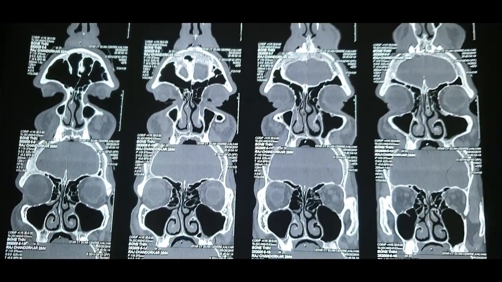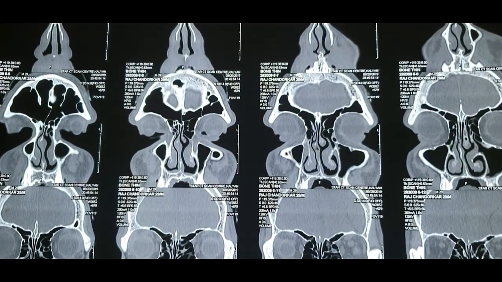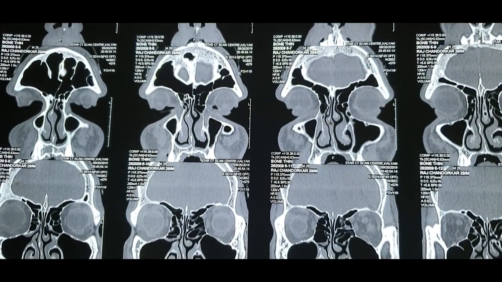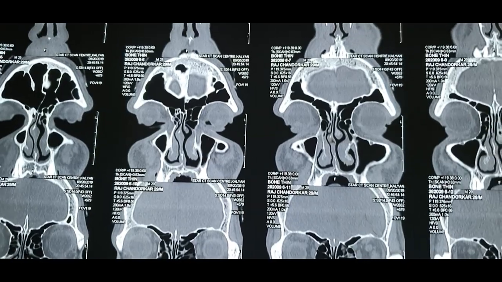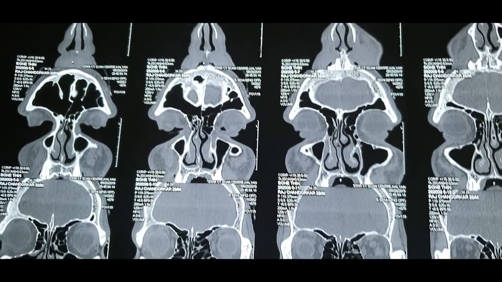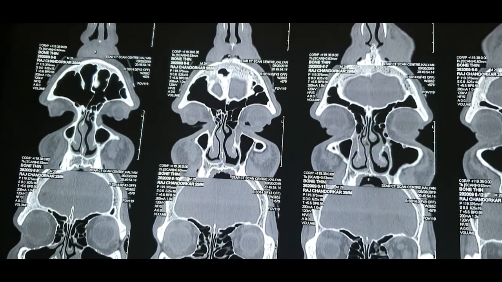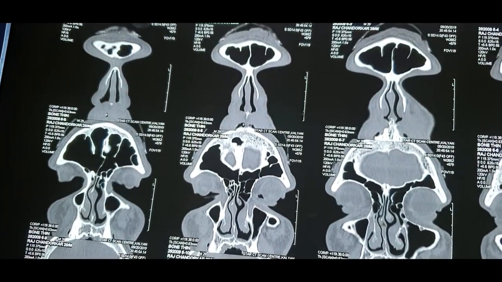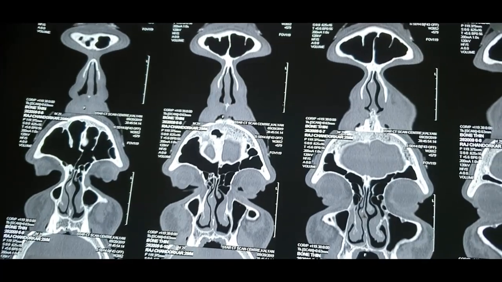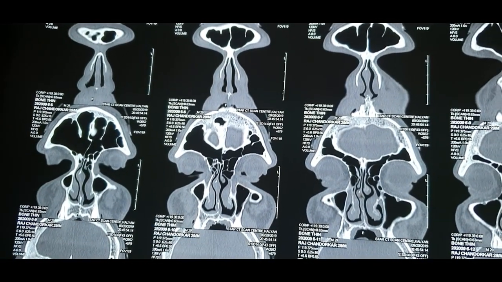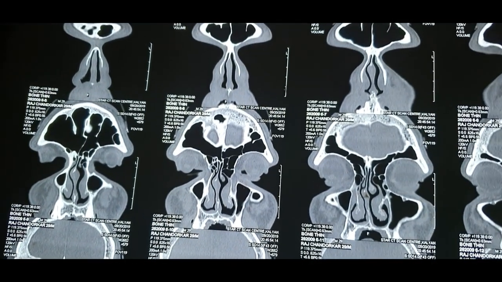The second thing is the sections, where you ask the radiologist to provide you all three scans, the axial, the sagittal, and the coronal scans, 0.6 to 1 mm, so that you can study the anatomy of the sinuses from all sides, like a 360 degree view, like a 3D anatomy.